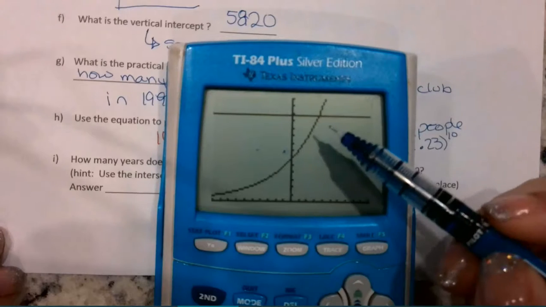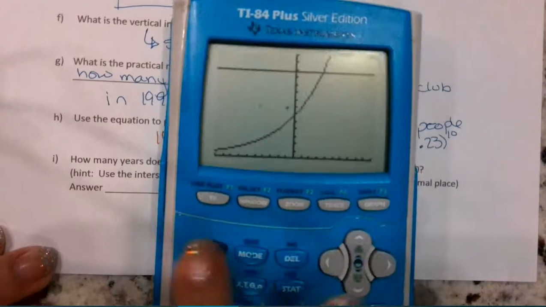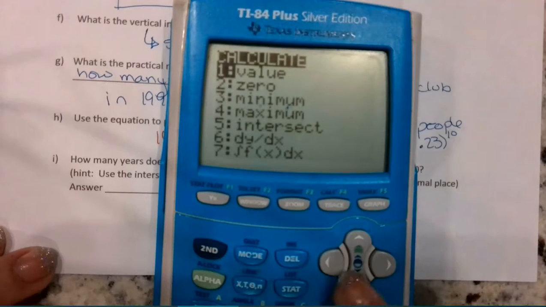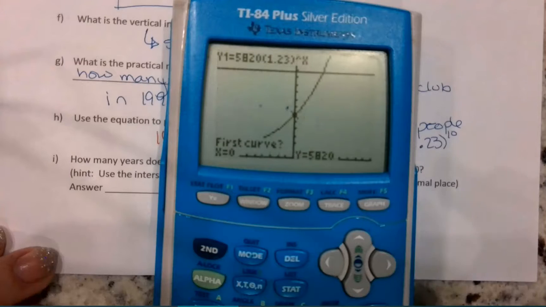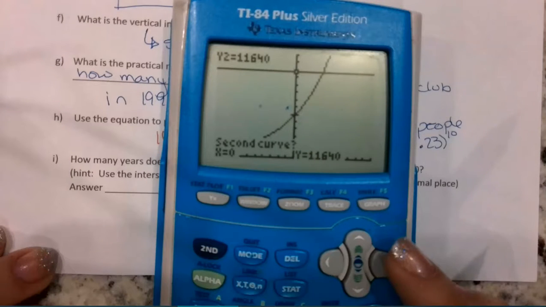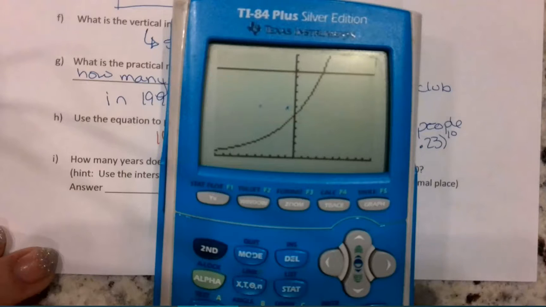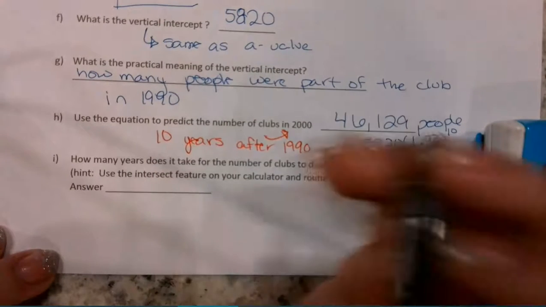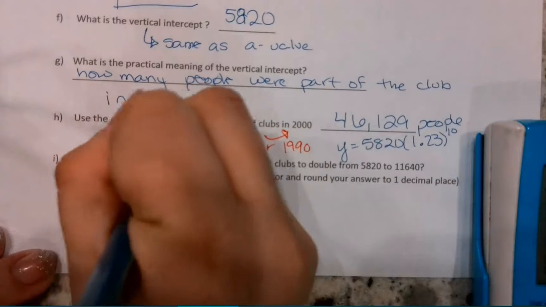And I want to figure out where the two things are crossing. So to do that, I'm going to go second, trace, and I want the intersect, so that's choice 5. I hit enter on the curve, and now it's flashing on the straight line. I hit enter one more time, and it tells me 3.34, so about 3 years.